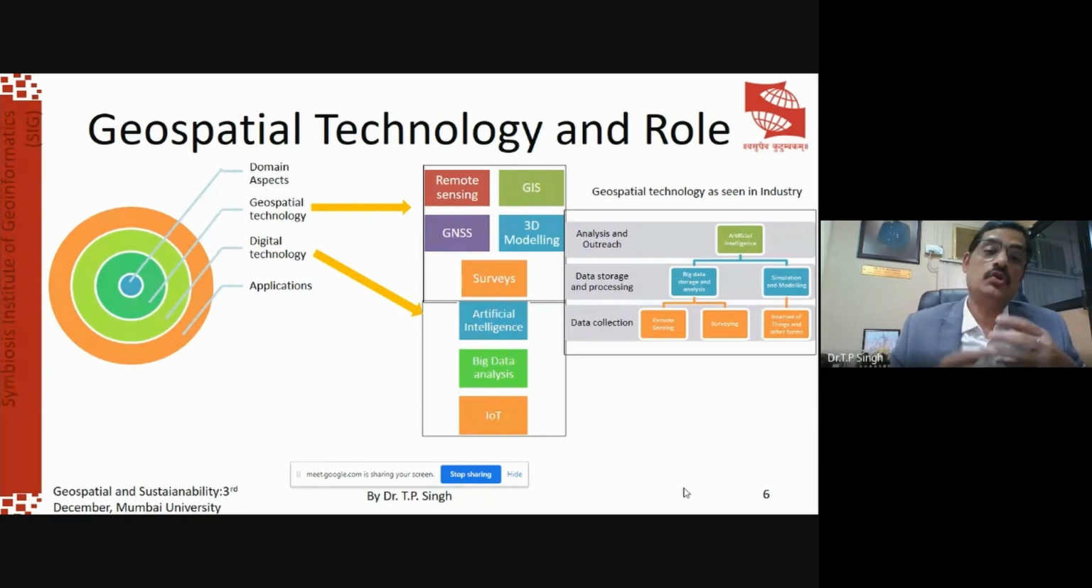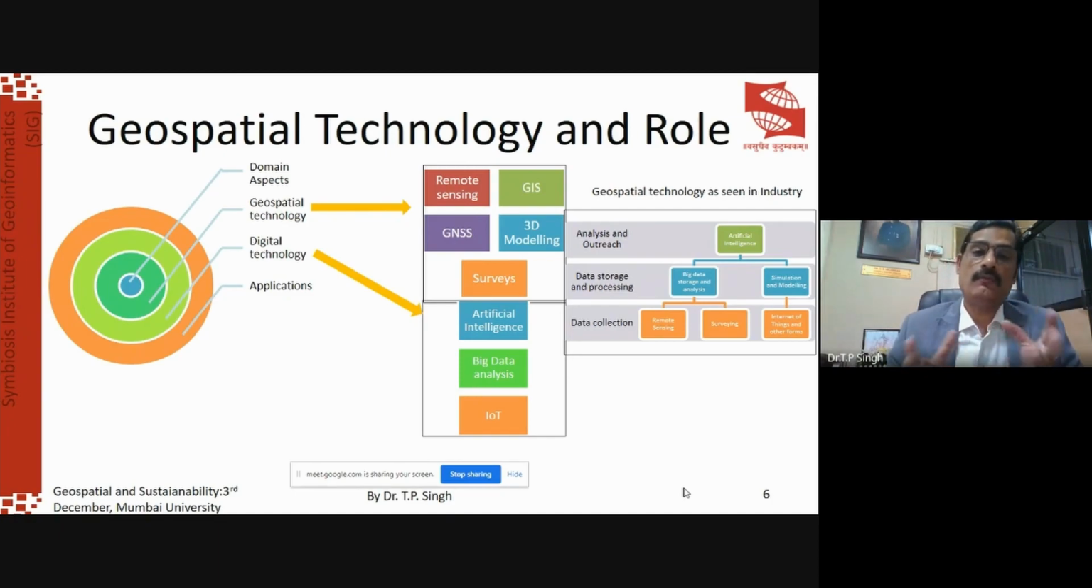So which technology is going to be used for that? Under geospatial technology, we have a number of techniques like remote sensing, geographical information system, GNSS, that is the global navigation satellite system. Coming to modeling, that is spatial modeling and survey. Then it is supposed to be incorporated with artificial intelligence, big data analytics, Internet of Things. So these things need to be incorporated to achieve certain goals, and then comes the final application which is going to be achievable.